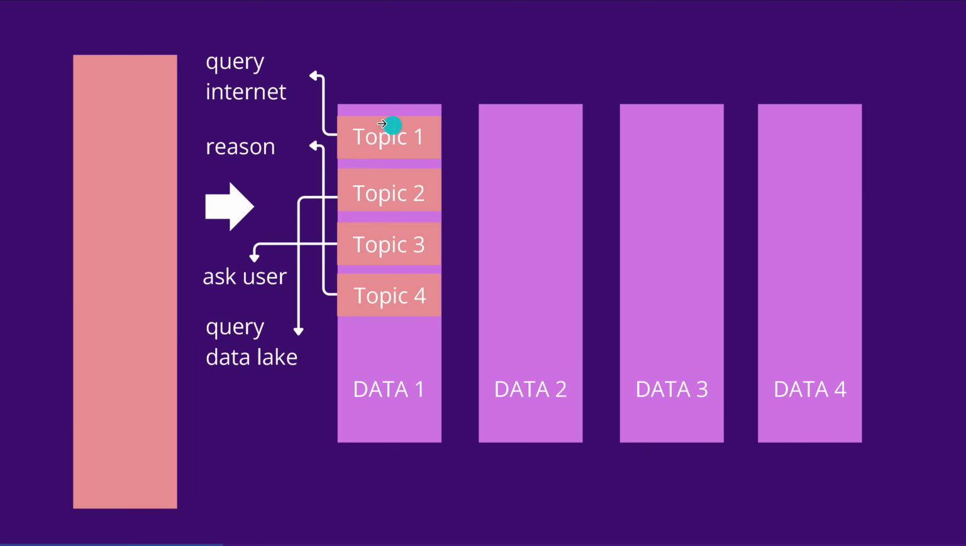Let's say in the data stream we suddenly have four other subtopics for data stream 1. And again, the LLM will decide: for the first one, I query the internet. For the second one, I query the data lake. For the third one, I ask the user back. And for topic 4, I just start a reasoning process.